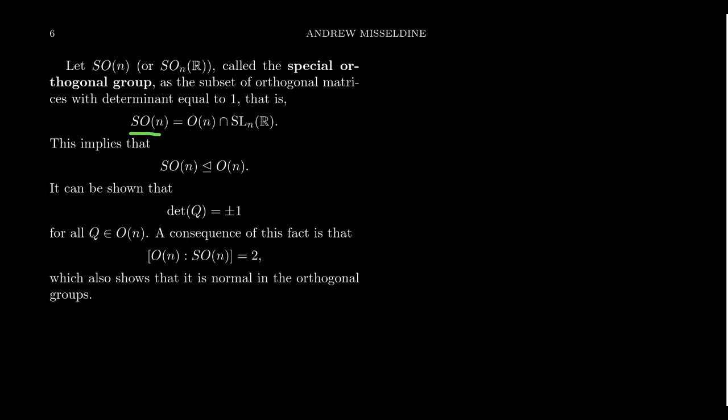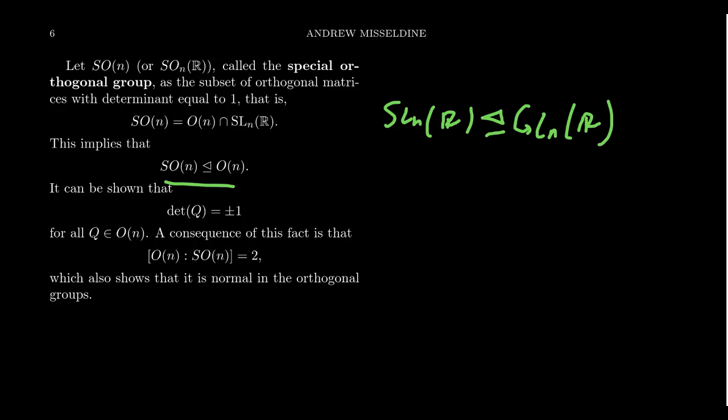As such, the special orthogonal group is a subgroup of the orthogonal group. It'll also be a normal subgroup of the orthogonal group because the special linear group is, in fact, normal inside of the general linear group. Now, I cannot say that the special orthogonal group is normal inside of the general linear group. Nope, nope, nope. But it will be normal inside of the orthogonal group.